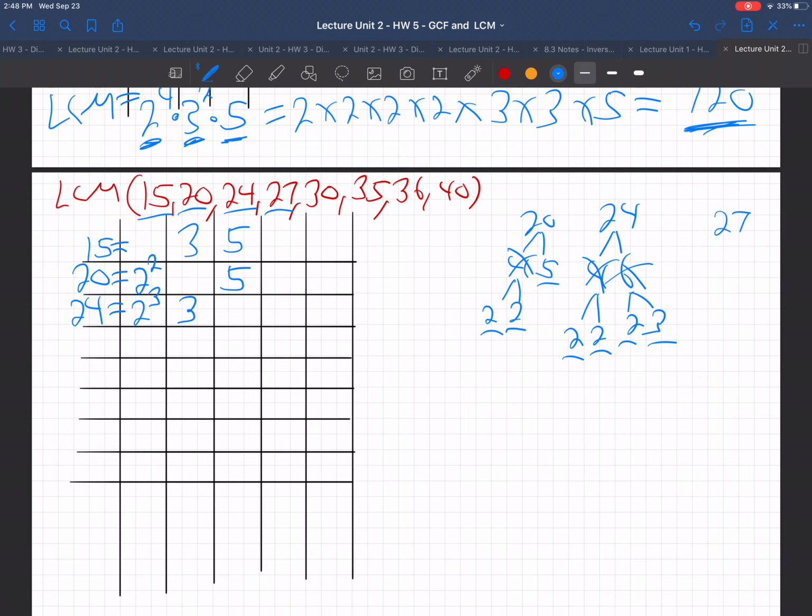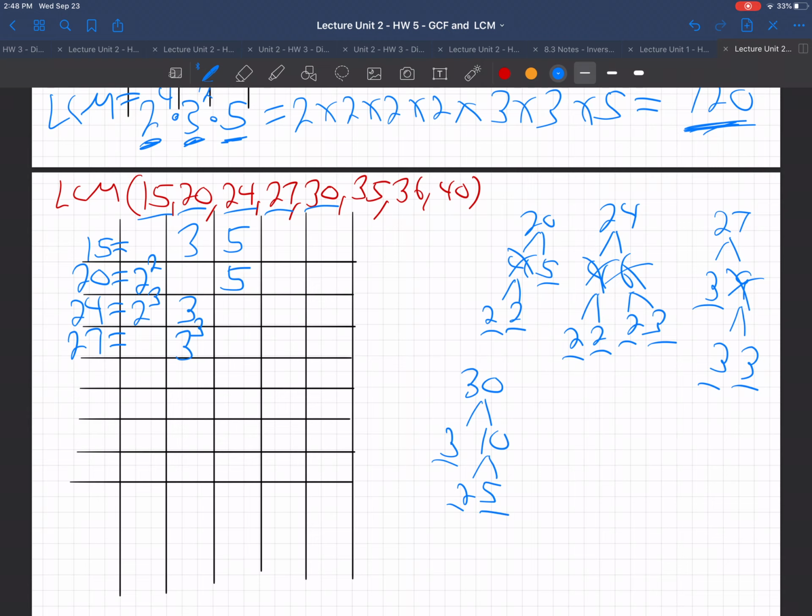27. Well, that's 3 times 9. Use your calculator if you're rusty on these. So 3 3s. We don't need the 9. It broke down. So 27 is 3 to the third power. 30. That's 3 times 10. 10 is 2 times 5. So 2, 3, 5 for 30.